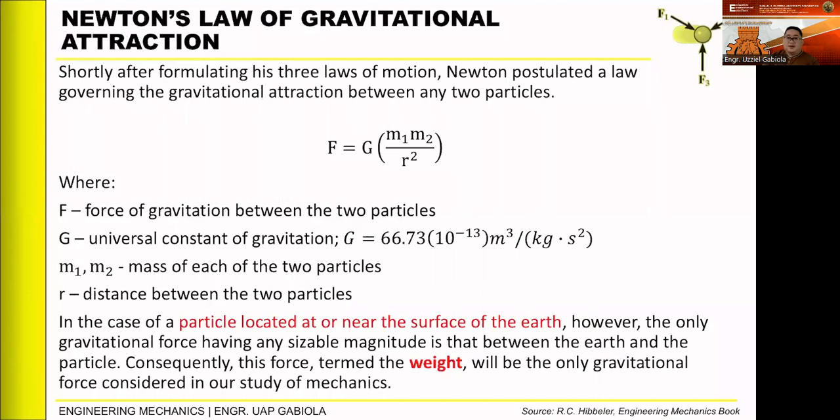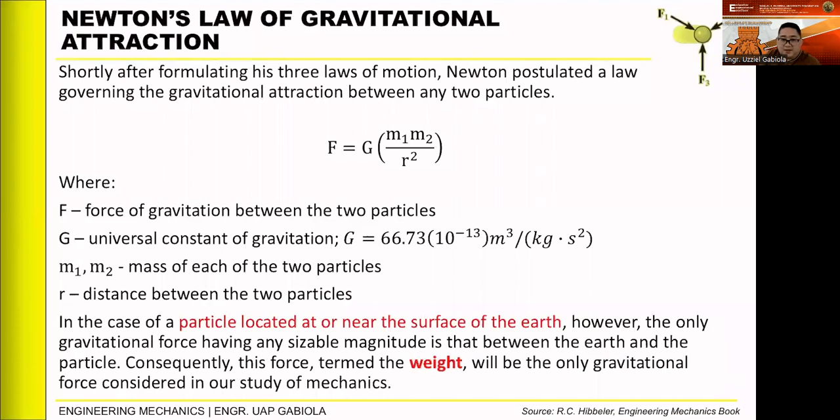The formula for the force of gravitation between these particles is given by F = G times M1 M2 over R squared, wherein F is the force of gravitation and G is the universal constant, whose value is 66.73 times 10 to the negative 13 meter cube per kilogram second squared. This is according to experimental evidence, so this is the standard value of G. M1 and M2 are the masses of each particle we are considering, and R is the distance between the two particles.